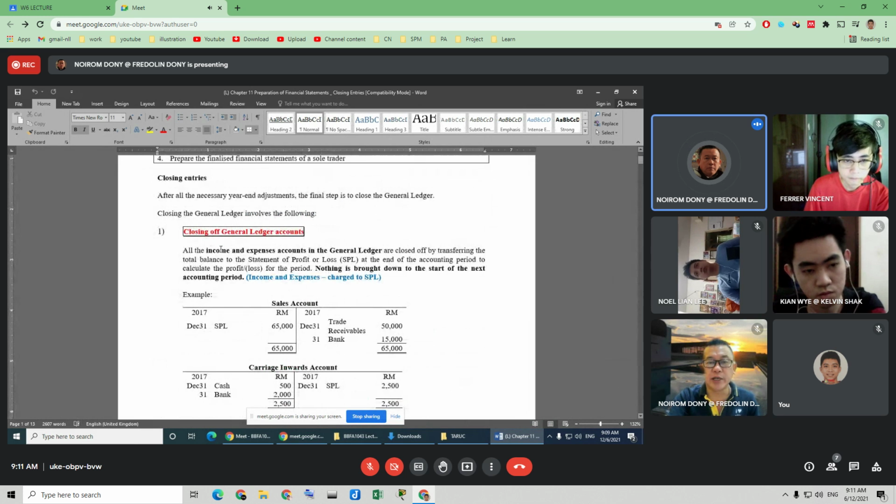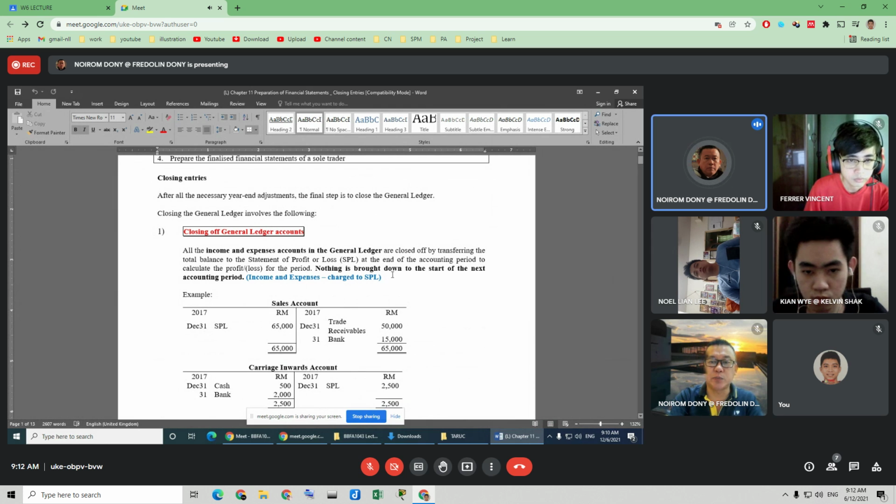So closing off the general ledger, we are referring to the income and expenses accounts in the general ledger. By close off, we mean we don't carry forward that balance. We close that account. So that is the expenses for the year, and no more will be brought forward to the following year. So that is the meaning of close off: transferring the total balance to the statement of profit or loss at the end of the accounting period in order to calculate the profit or loss for the period.